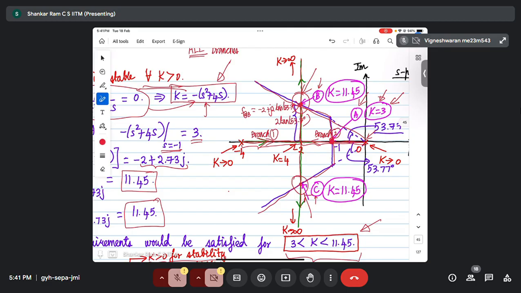For performance also, all closed loop poles should be within this open trapezoid. Please note, between 0 and 4, one branch is outside this open trapezoid, right? That is why we are starting from k equals 3. Okay, I hope it's clear, right?